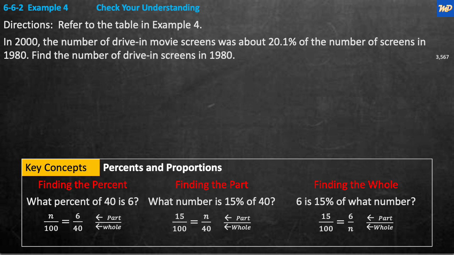Well, finding the part is finding this upper piece here, right up in here where this n is. This is the part you're trying to find. It says it's 15% of 40. So we write the 15% as 15 over 100, like we've always done. And n is 15% of, remember the of part, 40 is the bottom number in this case. So that's when we're trying to find the upper number.